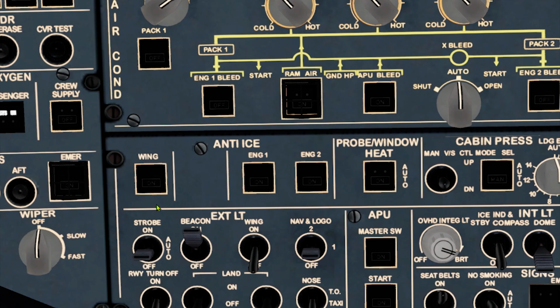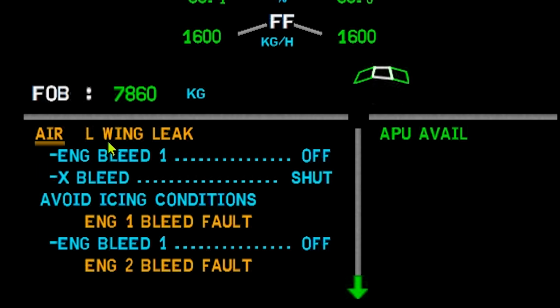Keep the wing anti-ice off and do not use APU bleed for wing anti-ice. In this case, it is prudent to avoid icing conditions. Press the recall button to recover any subtitle related to the air engine 1 and 2 bleed fault.